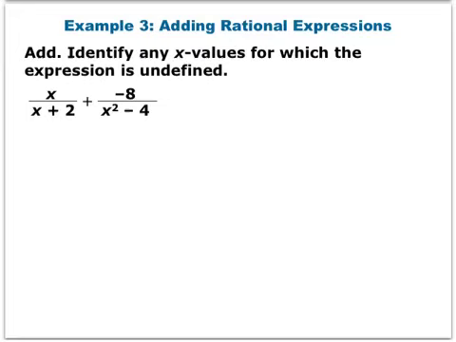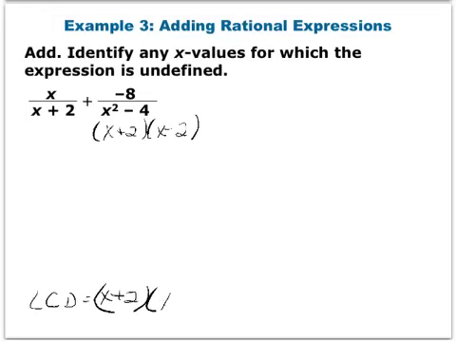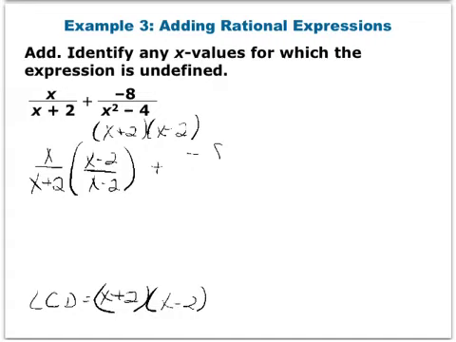Let's try another one. We need our least common denominator. This factors out to x plus 2, x minus 2. So our least common denominator is x plus 2, x minus 2. That first expression doesn't have an x minus 2, so I need to put one in it. X over x plus 2 times x minus 2 over x minus 2, plus -8 over x plus 2, x minus 2.